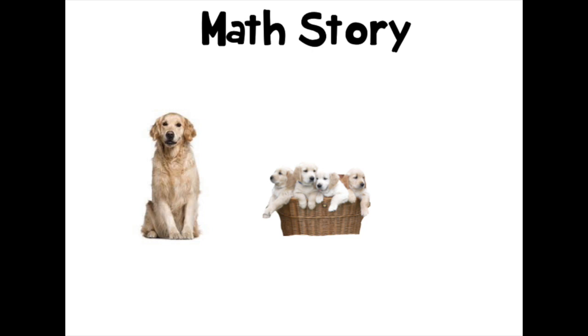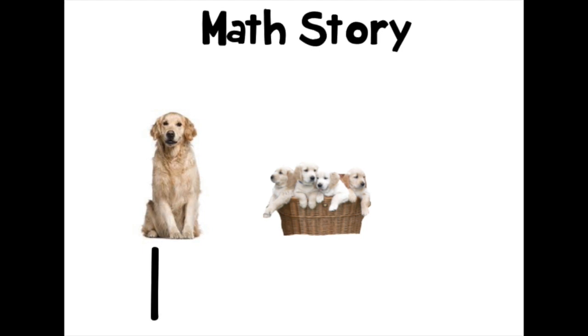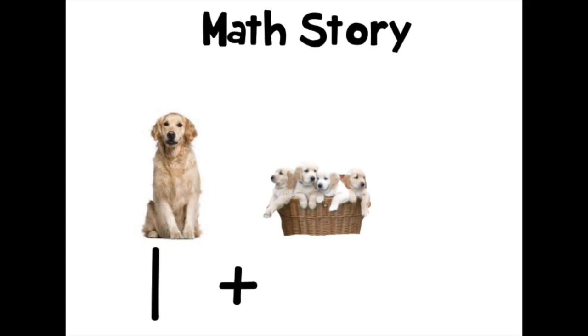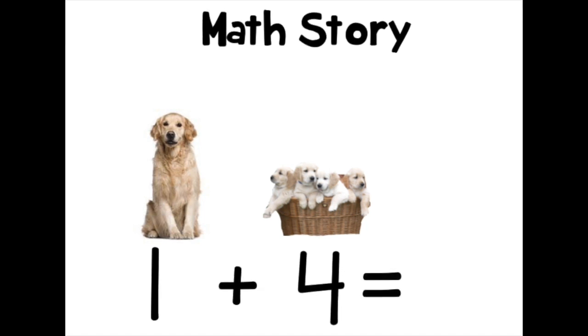The third math story was about dogs. We started out with 1 dog, so I'm going to put a 1. And then that dog had some puppies, so I'm going to put the plus sign because we're adding to the group. And how many puppies did she have? 4, so I'm going to write a 4. When you take 1 plus 4, that equals 5. 1 plus 4 equals 5.